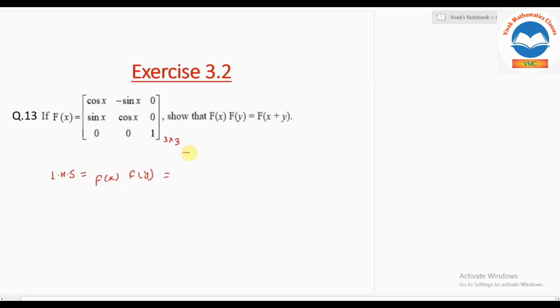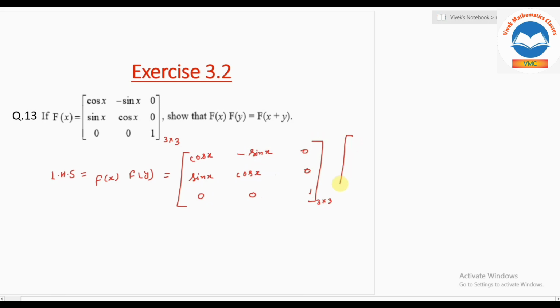So you have to multiply this. What will be our f(x)? f(x) will be the same thing. So you will get cos x, minus sin x, and 0. Here you will get sin x, cos x, 0. Third row will be 0, 0, 1. So this is f(x), a 3 cross 3 matrix.